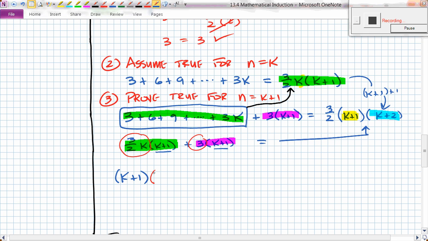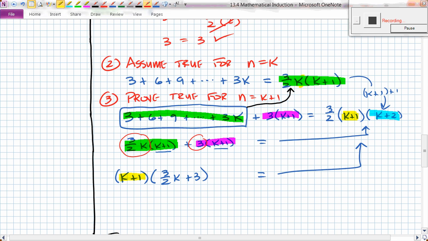Whoops, I don't want to use red here. I have 3 halves k plus 3, supposedly equal to this stuff. I'm close, aren't I? I have the k plus 1 there. No problem. I have this piece there. All I need is the k plus 2 piece over here, don't I? Okay, how do I get it?